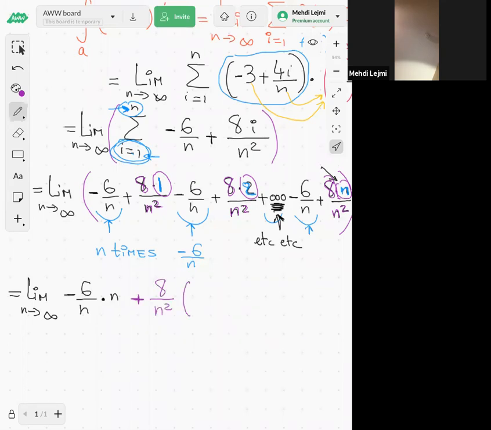If you factor out 8 over n squared, you are left with 1. Here there's a plus, of course. And then if you pull out 8 over n squared, you are left with 2 here. So it's going to be plus 3, plus 4, plus 5, et cetera, until I stop at the last index, which is n. So we're going to have 8 over n squared times 1 plus 2 plus 3 plus 4 plus 5, et cetera, plus n. Now, the question is, what's 1 plus 2 plus 3 plus 4 plus 5, plus et cetera, plus n?